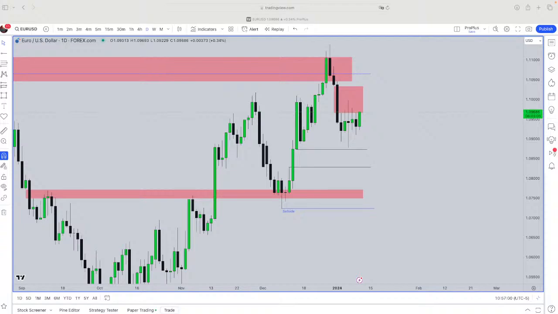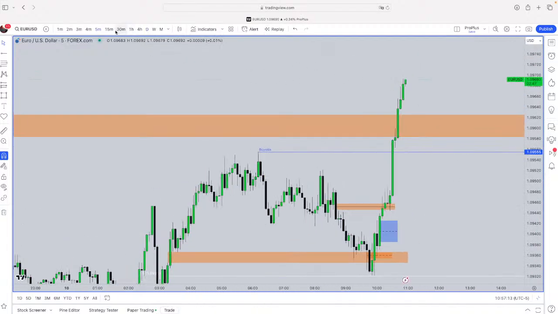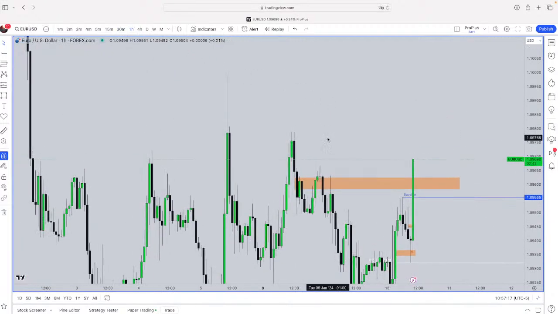Note the 1.09803. Let's have a look. 1.09803. There, just above that bar sign, I'm guessing.